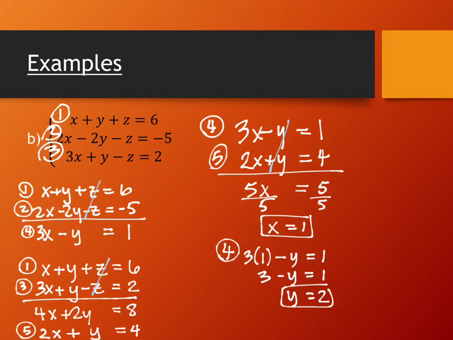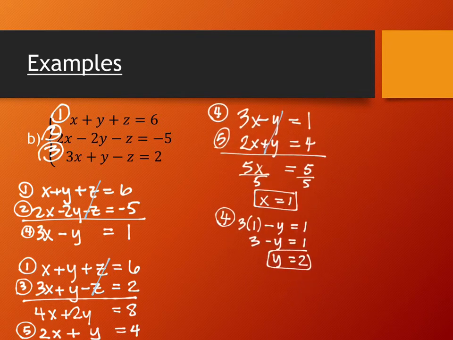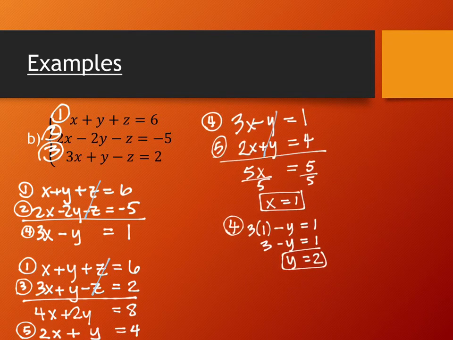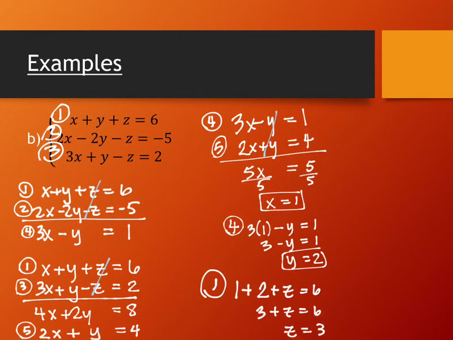X is 1. Now we need to use either equations 1, 2, or 3 to solve for z, which is my last one. 1? Okay, equation number 1. So I've got x, which is 1, plus y, which is 2, plus z equals 6. And then it's 3 plus z equals 6. So what's z? 3. Z is 3.